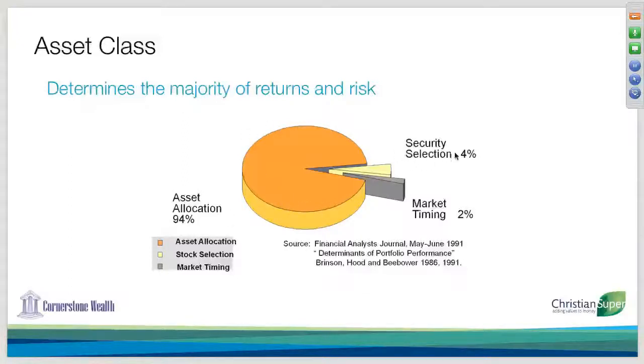Only 4% comes from security selection, so picking the right stock, picking the right investment within those asset classes, and only 2% of it comes from market timing. It's very difficult for professionals to achieve outperformance from market timing and stock selection. And so the most important thing for us to consider is what asset class we are invested in.